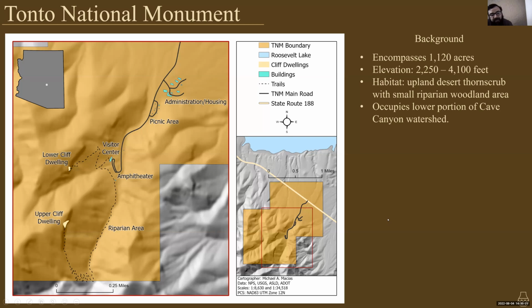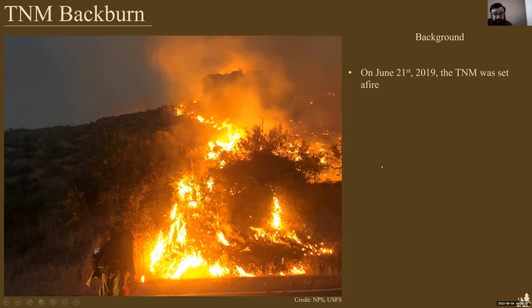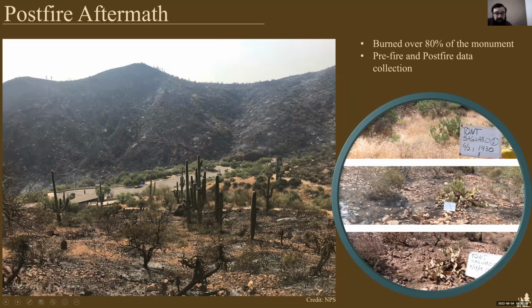So basically, as the Woodbury Fire progressed northwards, it was inevitable it was going to hit the Tonto National Monument. So decision makers there needed to do something in order to protect the archaeological sites and the infrastructure. So as you see here, they decided to do a backburn. It succeeded in its aims. You can see the visitor center was protected, but you also see a lot of area was burned. Actually, over 80% of the monument was burned.